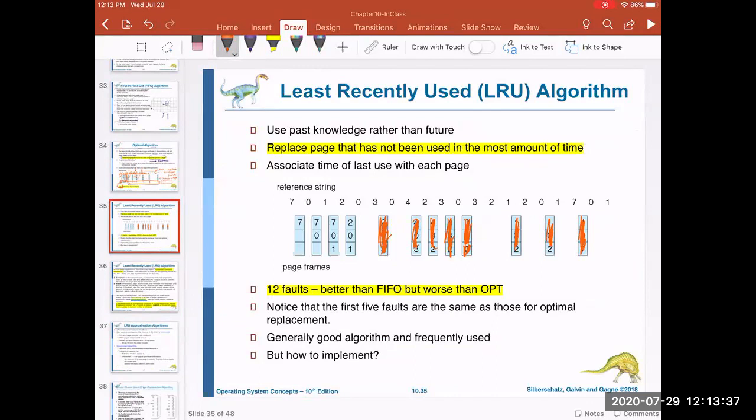Okay, so the optimal algorithm does not exist in actual practice. So what we do is we use the least recently used algorithm. As the name says, we are looking into the past. So rather than looking into the future, we are looking back towards the past. So the least recently used frame would be the one which would be the victim. Is it clear to everyone? So now this is similar, but rather than looking forward, we are just looking back.